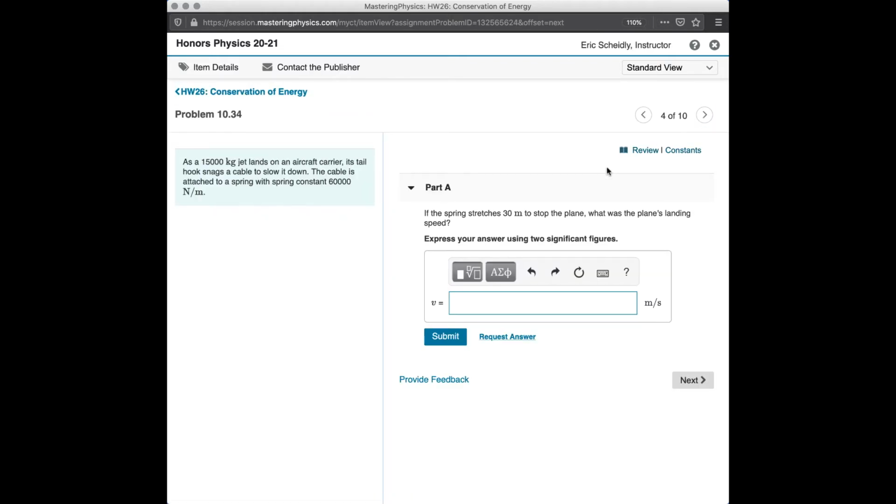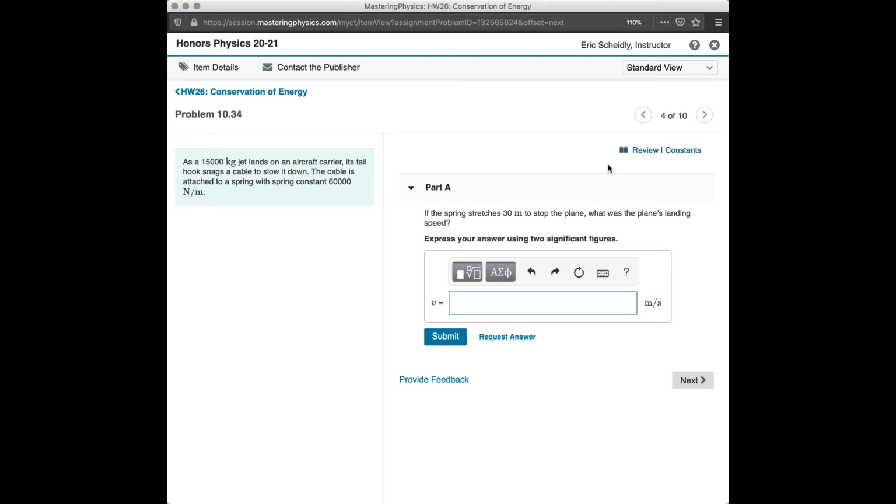Question number 4. There's an airplane that's going to land on an aircraft carrier, and the aircraft carrier is too short for the plane to come to a complete stop with just its brakes. So they use a big spring to catch the plane and to bring the plane to rest.